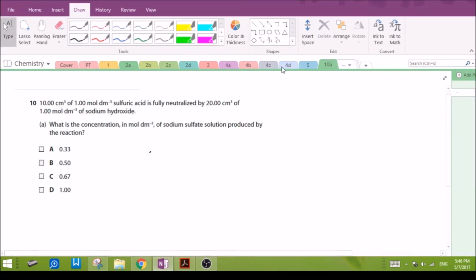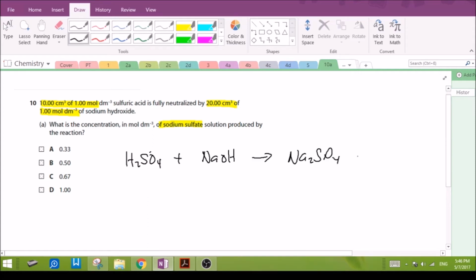Number 10, we have sulfuric acid. This amount neutralized by sodium hydroxide, this amount. What is the concentration of the salt formed? So let's write out an equation first. Sulfuric acid, sodium hydroxide, we get the sodium sulfate salt and water. So this is our equation.